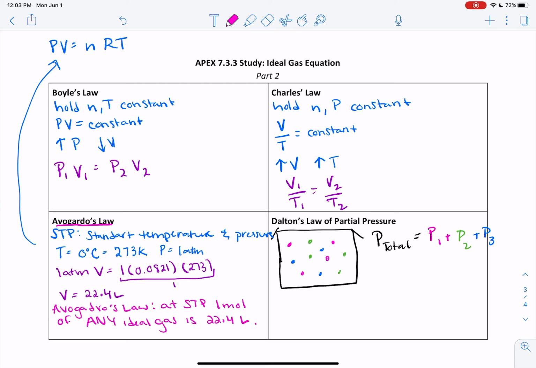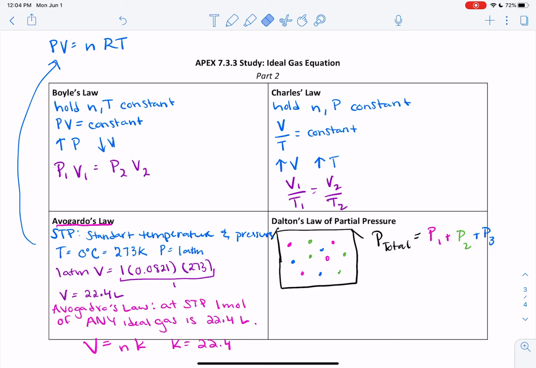Okay, and another way of writing this is to say that the volume is equal to N, our number of moles, times K, where K is that 22.4. So if 1 mole of an ideal gas at STP is 22.4 liters, this says that 2 moles will be 2 times 22.4 liters, 3 moles will be 3 times 22.4 liters, and so on. Okay? So these 4 different equations and 4 new laws are just results of the ideal gas equation.